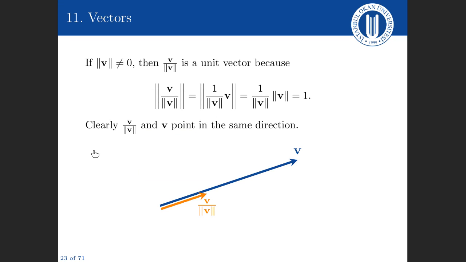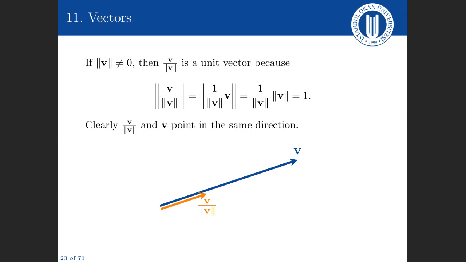Now, if v is not the zero vector, in other words, if the norm of v is not 0, then we can calculate v divided by the norm of v. v is a vector, norm of v is a number, so it's okay to do vector divided by number. And I'm claiming this is a unit vector.